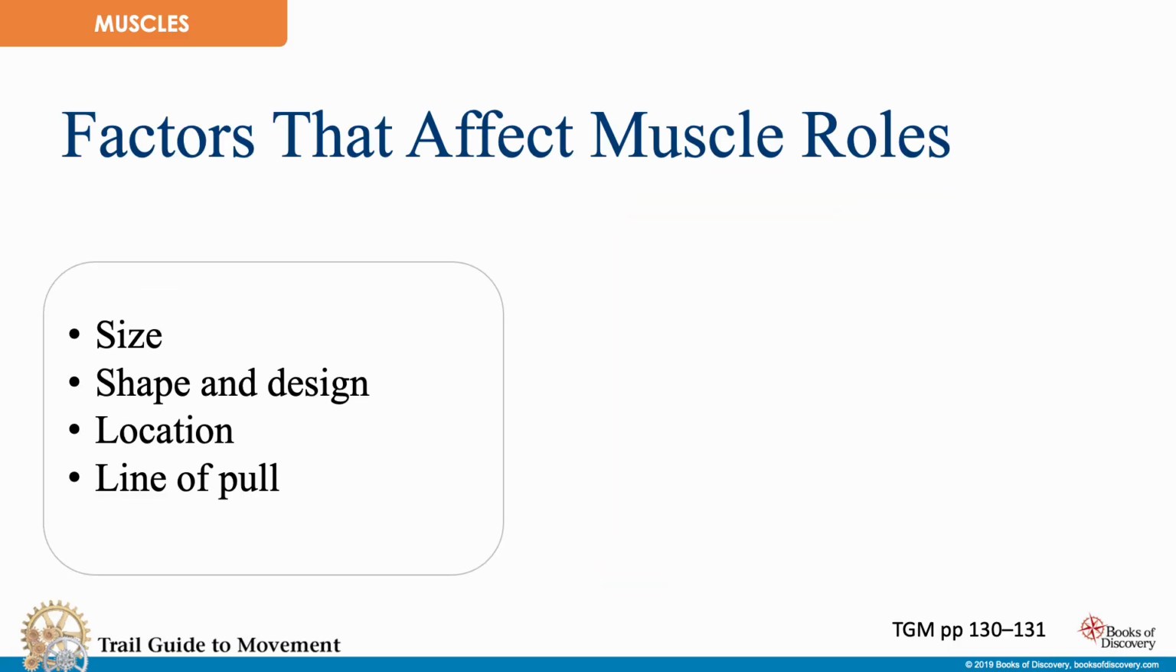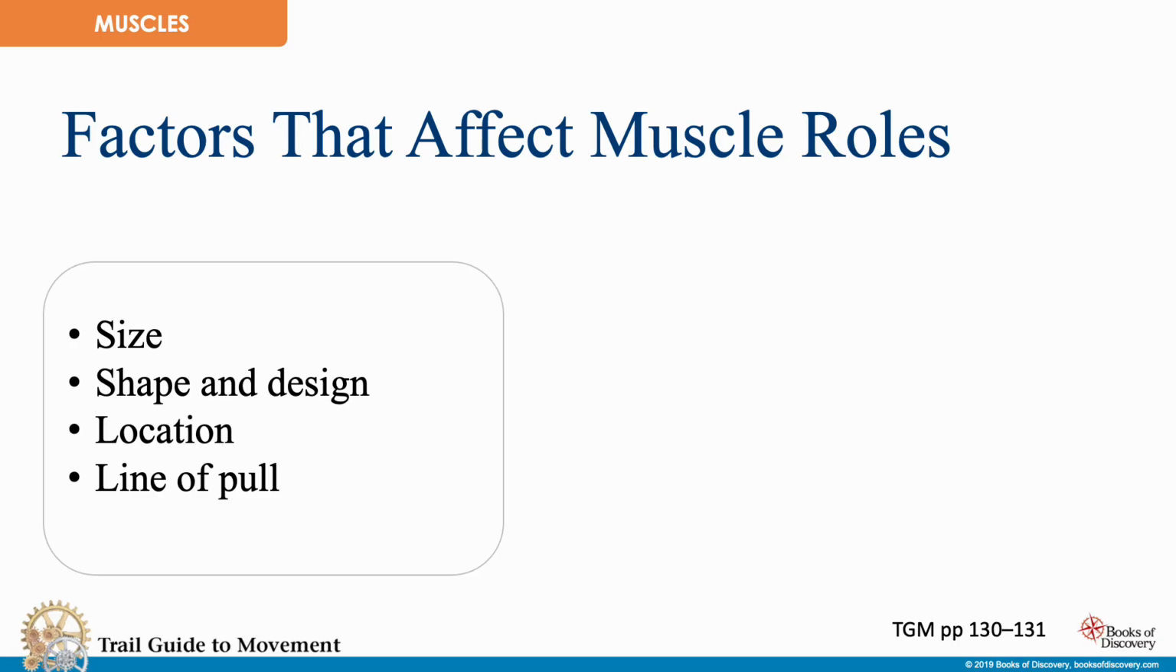Now that we know the roles, you might be wondering what decides which muscle gets to play the agonist and which is just a supporter. It's not random, it's anatomy. So there are 4 major factors that dictate a muscle's potential. We have size, shape and design, location, and line of pull.